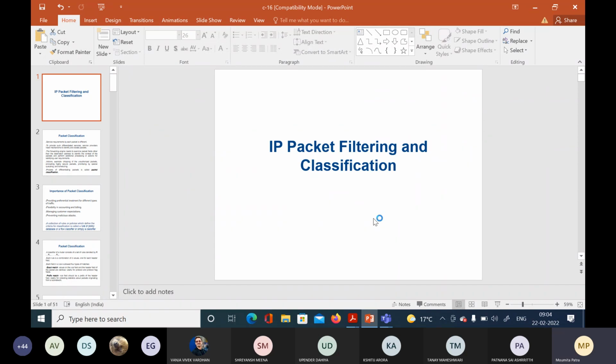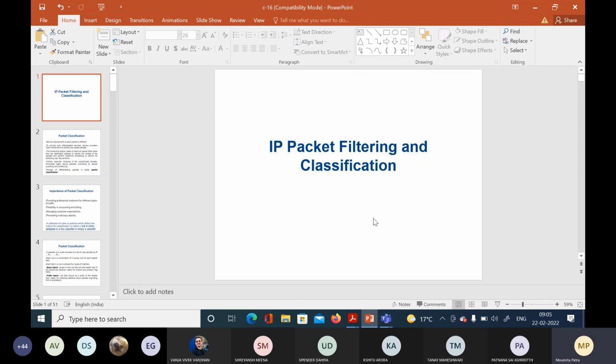Now just think about it from the perspective of a router. The task of a router is not simply that if a packet arrives, it forwards the packet to the corresponding output port. That is not the only task of a router. A router does many other tasks apart from this.